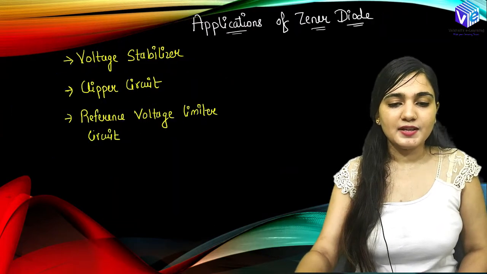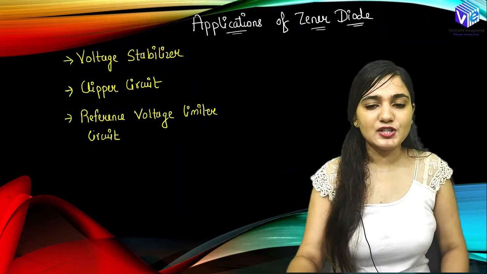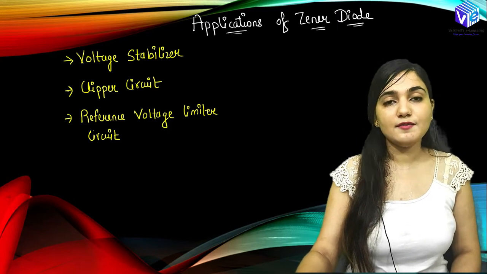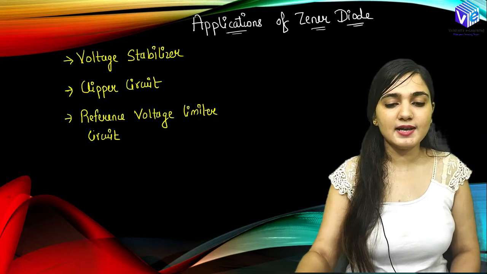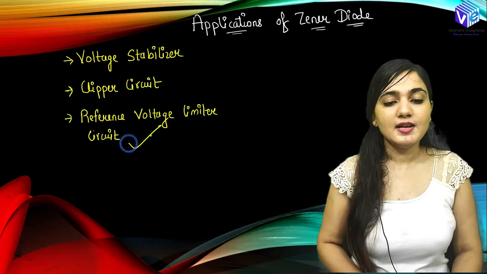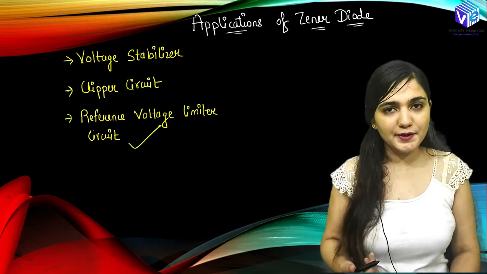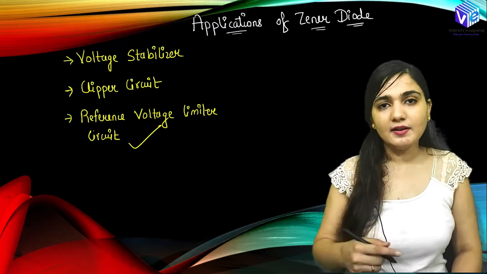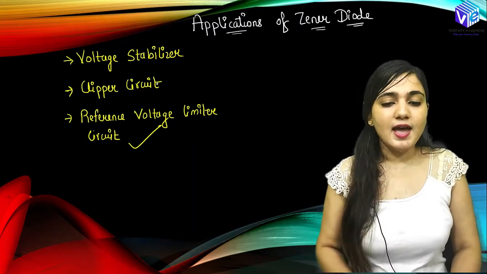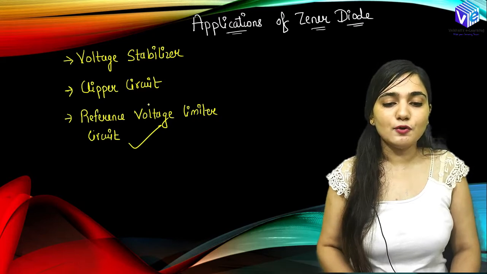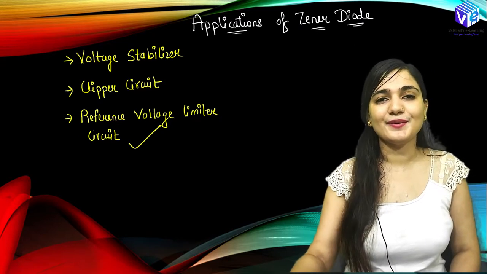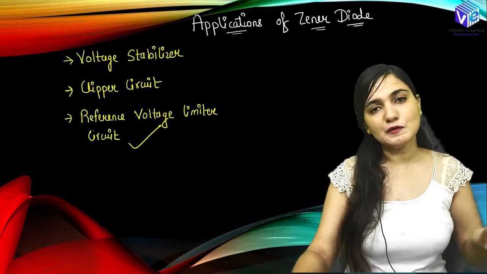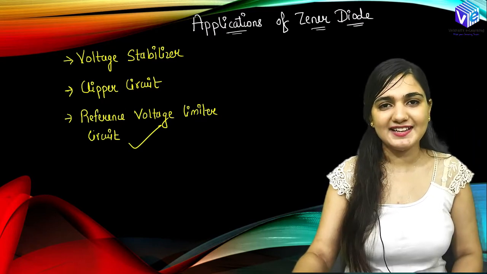So what are the different applications of the Zener diode? The Zener diode can be used as a voltage stabilizer, as a clipper circuit, as well as a reference voltage limiter circuit, right? So we have already talked about the voltage stabilization. We will be talking about the clipping, the applications of the diode, and it is also used as a reference voltage limiter circuit. So if I want to limit the voltage at a particular value, I can do it with the help of the Zener diode, right?